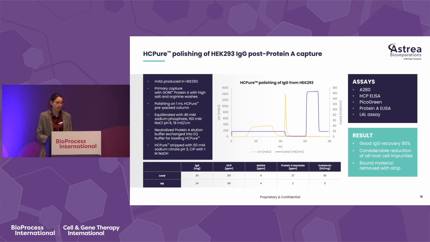Again, we ran our IgG on a 1 mL HCPure column. In this case, we tested for the IgG recovery, the HCPs, and also DNA and protein A leachate. But this time we also had endotoxin measurement as well, because this was produced transiently, so plasmids were used to express the IgG, and endotoxin is therefore more relevant in this case.